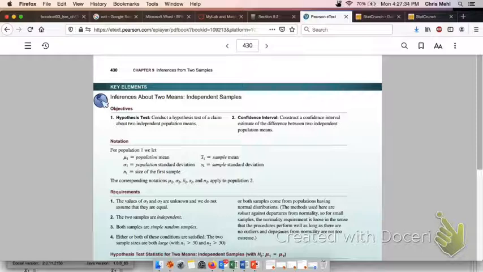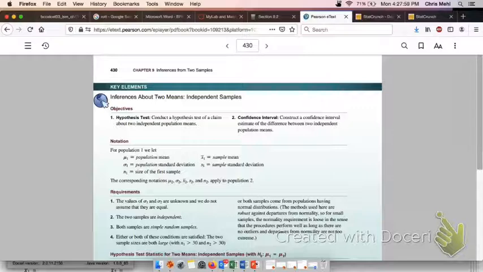So sigma 1 is down there, it's the population standard deviation. Most of the time that is not going to be known. We're not really interested in that. S sub 1 would be the first sample standard deviation, and n sub 1 would be the size of the first sample. Okay, so everything with a subscript 1 refers to the first population, and the first sample coming from that first population.